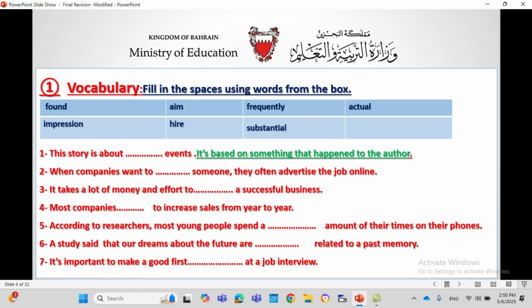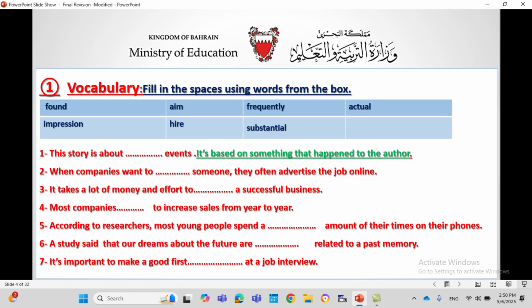I'm going to clarify the meanings of some words. For example, if we have the verb found, found means to establish or set up. And I emphasize that found here is not the past simple of the verb find. So found is a separate word and means to set up or to establish.